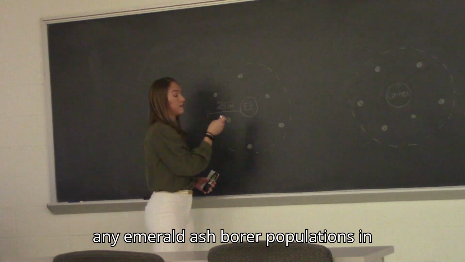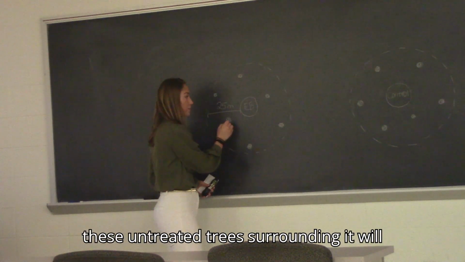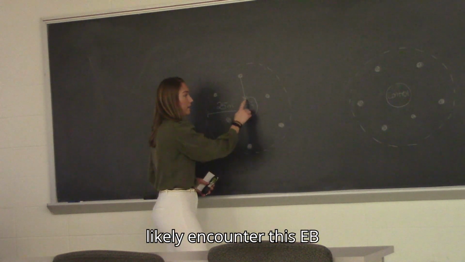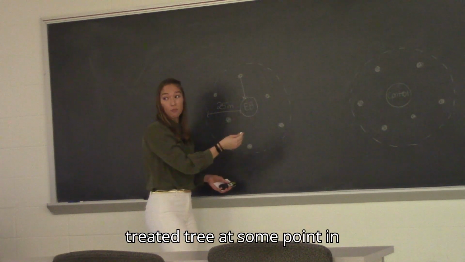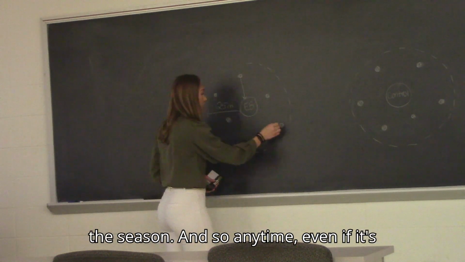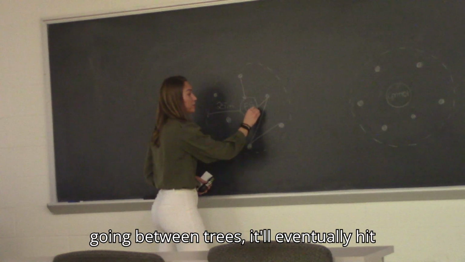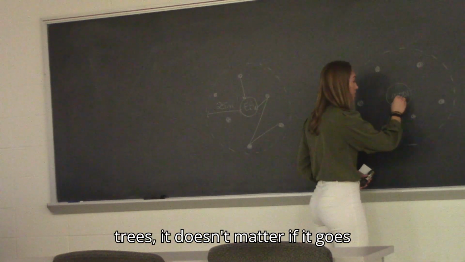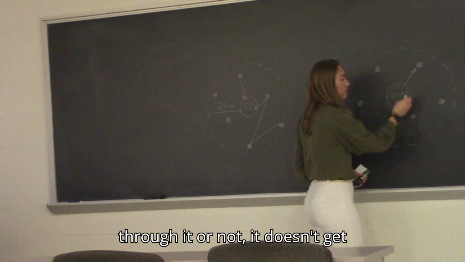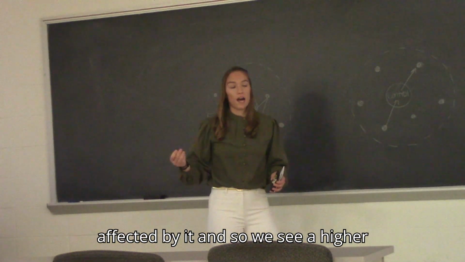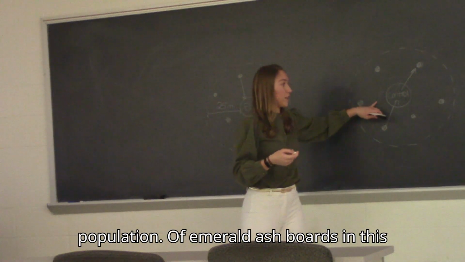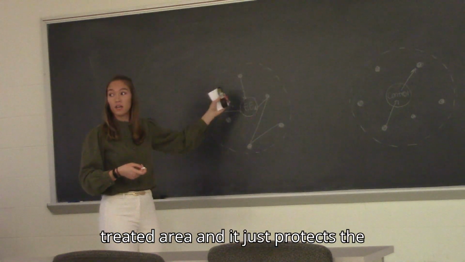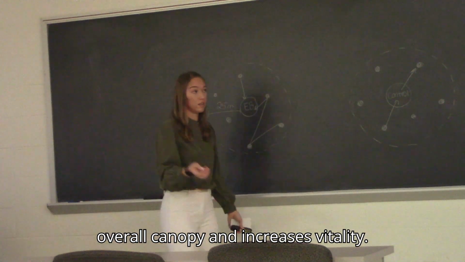And that's because any emerald ash borer populations in these untreated trees surrounding it will likely encounter this EB treated tree at some point in the season. And so anytime, even if it's going between trees, it'll eventually hit here and die. Versus the control trees, it doesn't matter if it goes through it or not, it doesn't get affected by it. And so we see a higher population of emerald ash borers in this control area than we do in the EB treated area. And it just protects the overall canopy and increases vitality.